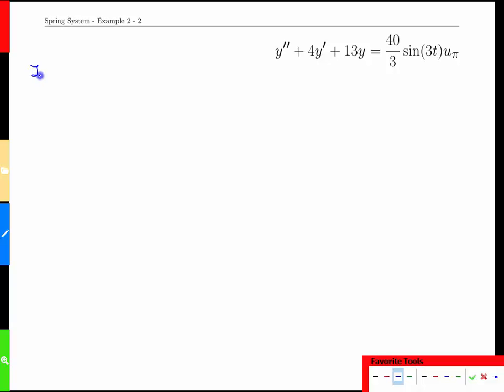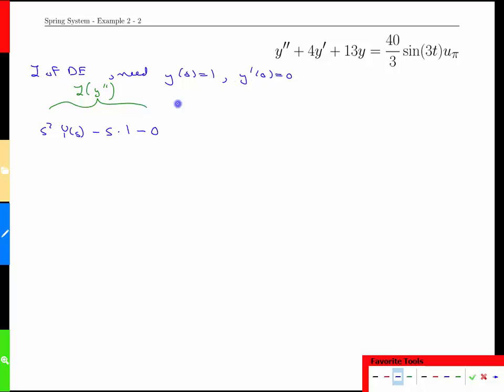To take the Laplace transform of the differential equation then, we need to remind ourselves that y of 0 is 1 and y prime of 0 is 0. That's our initial displacement and velocity. First, we'll move from left to right. We'll need the Laplace transform of y double prime. And going from our table, the transform of derivatives gives us the initial conditions here in order and decreasing s's.